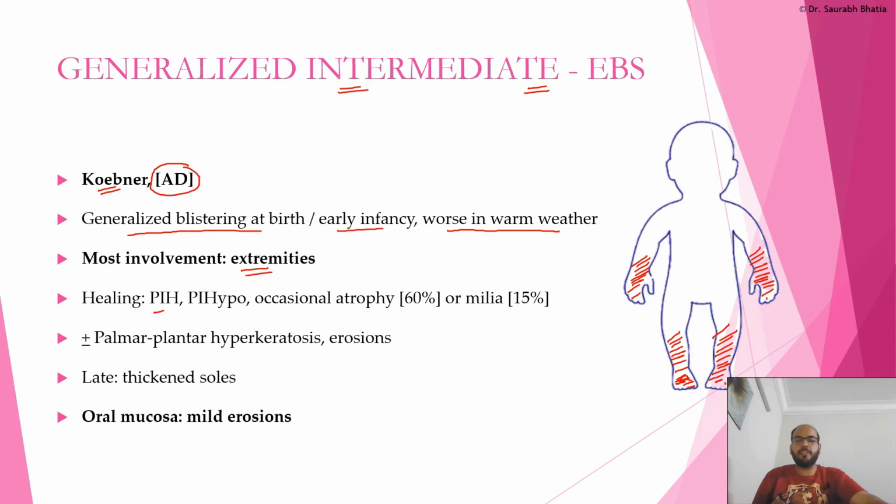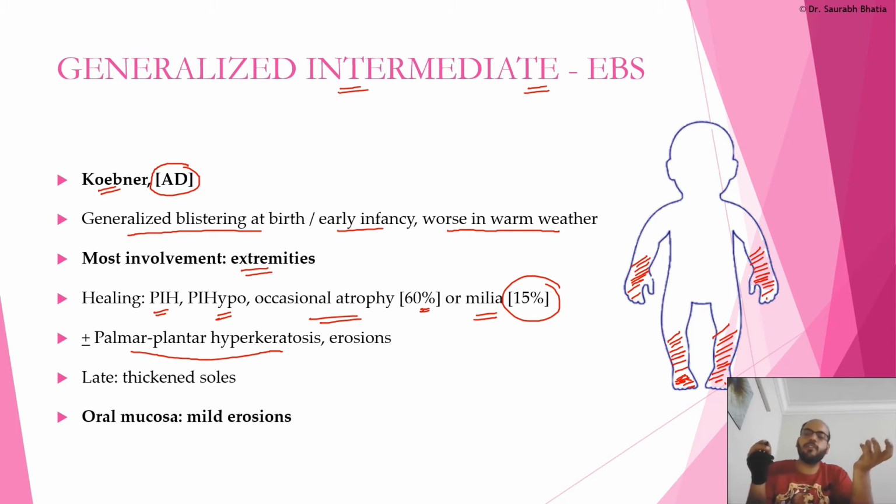Healing happens with post-inflammatory hypopigmentation, occasional atrophy of the scars in about 60% of cases, and milia can be seen in about 15% of the cases. The palmoplantar hyperkeratosis, which was characteristic of EBS generalized severe, is plus minus in the intermediate one. In late stages, there can be thickened soles. Oral mucosa will have mild erosions. Can you see that the features are more or less the same, but like generalized severe features toned down to about 10% or something? So it's a milder form of generalized severe. That's why it is known as generalized intermediate. Let's move forward.